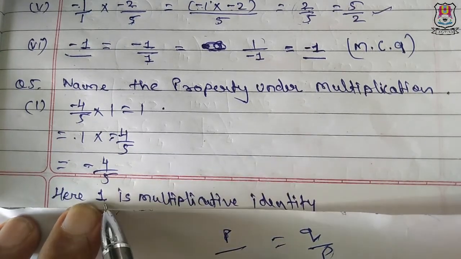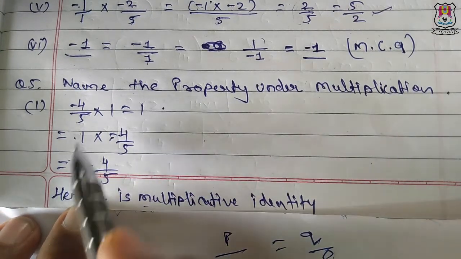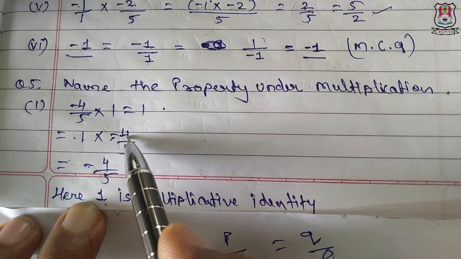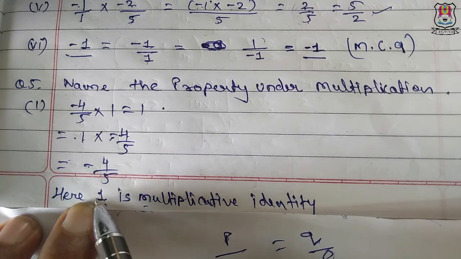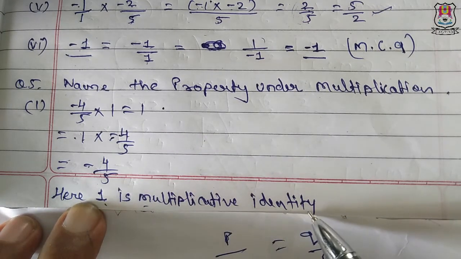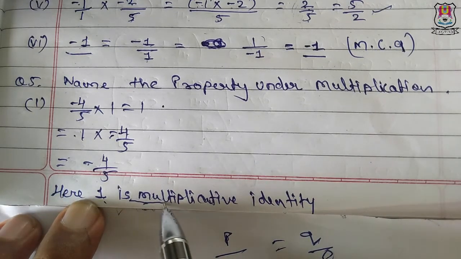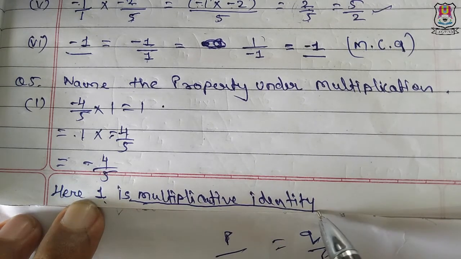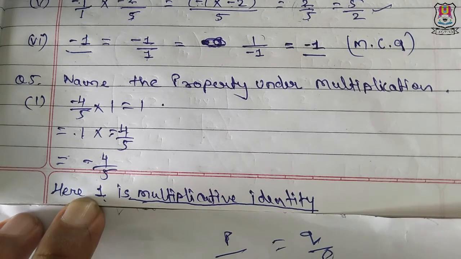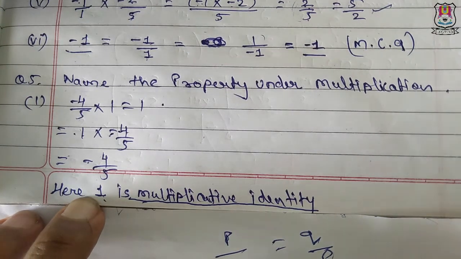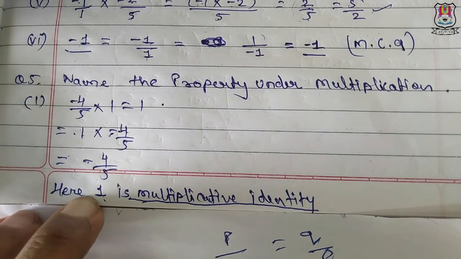So here 1 is a multiplicative identity. 1, when it is multiplied by any number, the number remains the same. We can say that 1 is a multiplicative identity. Any number, when it is multiplied by 1, number remains the same, either it is plus or minus.